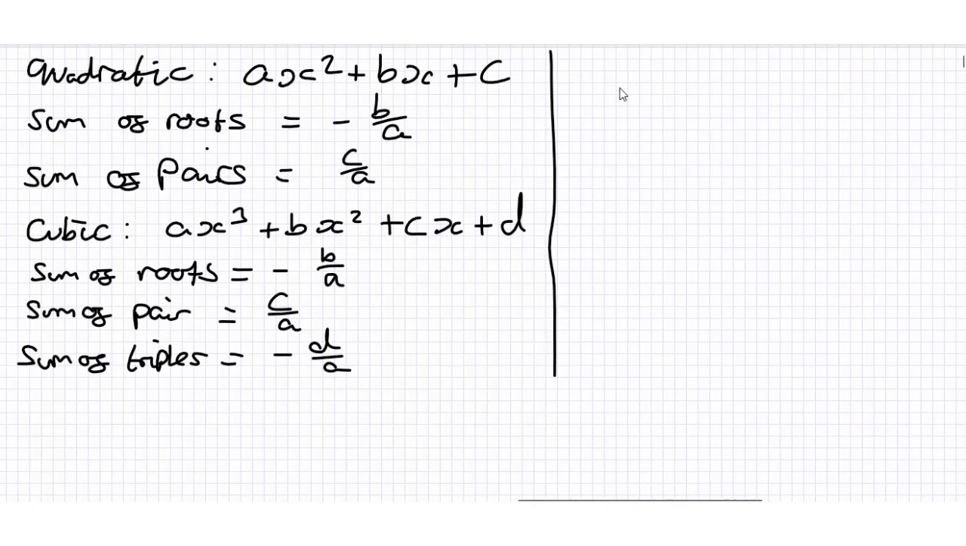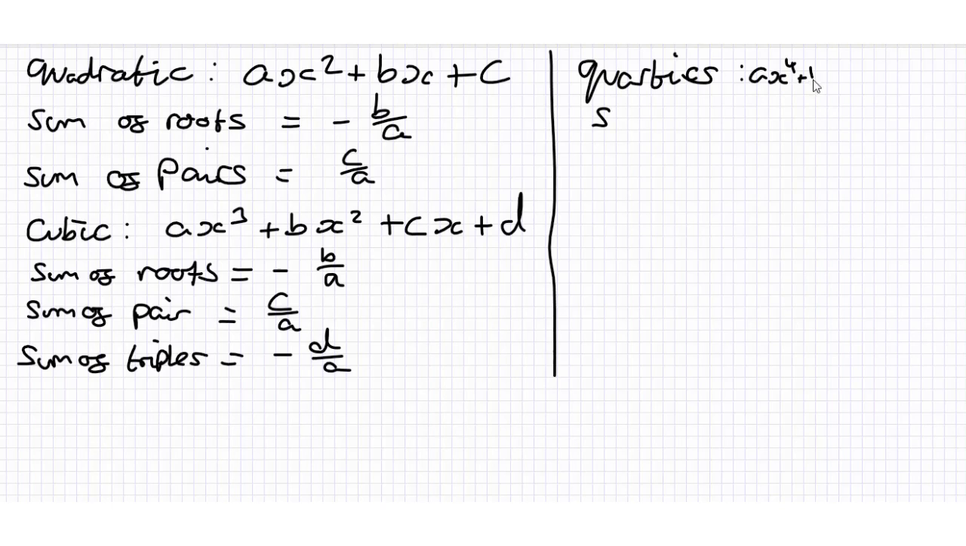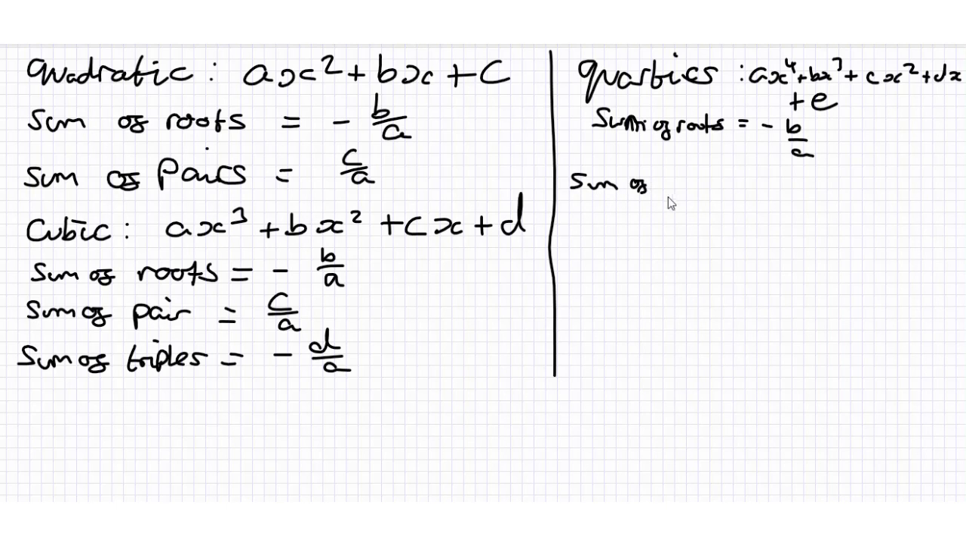Now we move on to the case for quartics. Bear in mind this is ax to the 4 plus bx cubed plus cx squared plus dx plus e. So the sum of roots is equal, again, to minus b over a. Sum of pairs is equal to c over a.